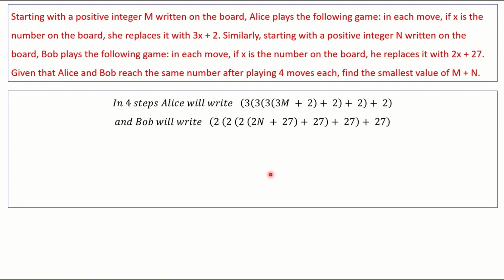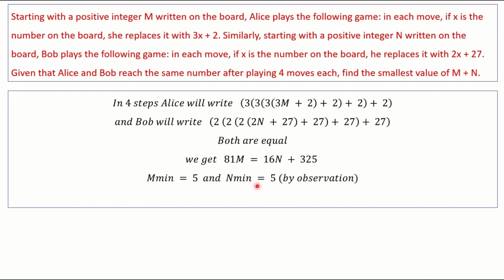Now these two are equal. That's what they are telling. So you just equate it and simplify. You will get 81m equal to 16n plus 325. You can simply start substituting, since what they asked is the smallest possible value. So try to replace n with 1 and see if you get an integer for m. So the minimum values we get are m equal to 5, n equal to 5. This is the minimum value you'll get, found by observation. So m plus n equal to 10. I think this is easy.